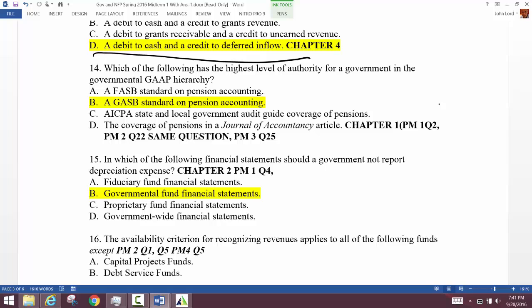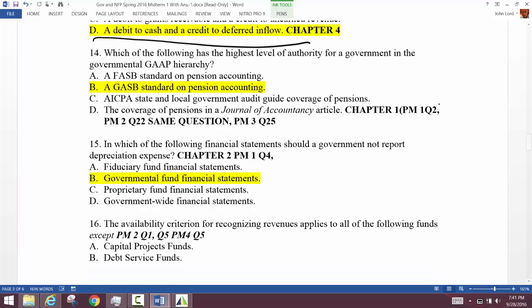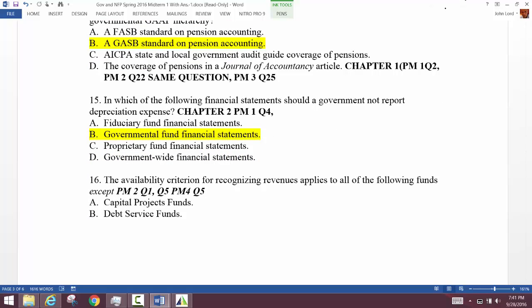Okay. So anyway, we sit here with number 14, and we say, which of the following has the highest level of authority for a government in the governmental GAAP hierarchy? GASB, right? Okay, so that's an easy question. By the way, if you're wondering what all this stuff is, I think this might tie to the practice midterm questions. If you look at Chapter 2, practice midterm 1, question 4, it might be in there somewhere. From Chapter 2? Maybe not. You might see a question similar to these, though, in your practice midterm.